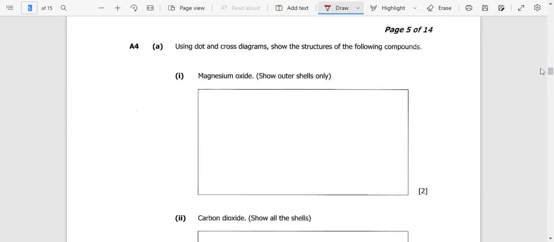Okay, we are now on question 4. Using dot and cross diagrams, show the structures of the following compounds. We have magnesium oxide. What is the symbol of magnesium? Mg. Okay, capital M, small g. And then oxygen is capital O.